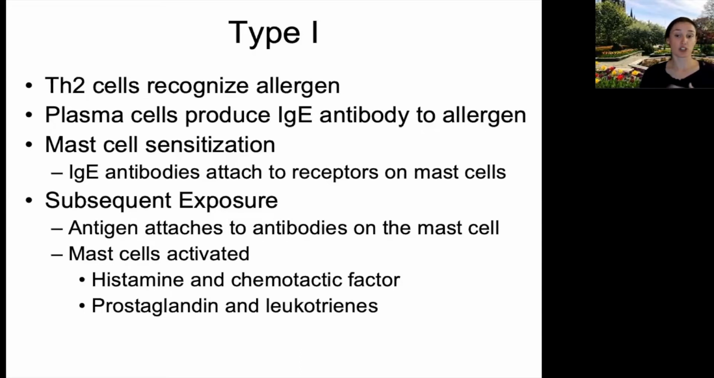Subsequent exposures to that antigen can lead to the antigen attaching to antibodies on the mast cell. Mast cells are activated and can release histamine and chemotactic factors, as well as prostaglandin and leukotrienes.